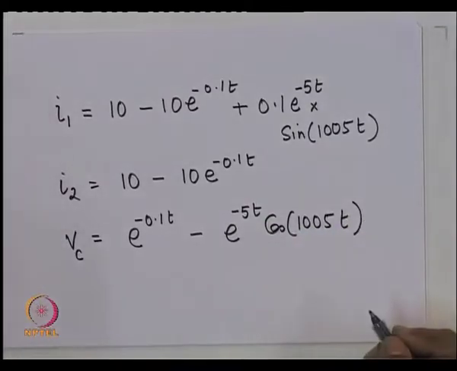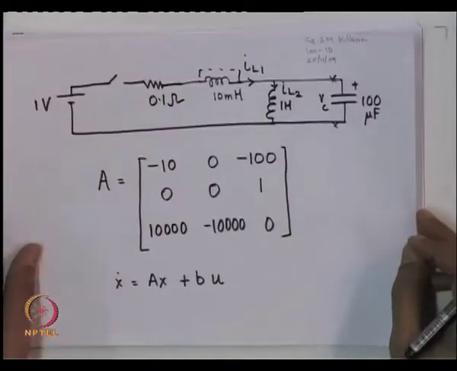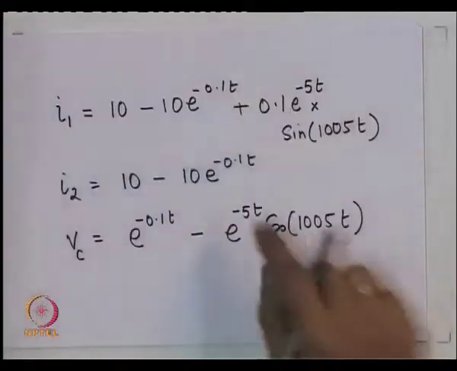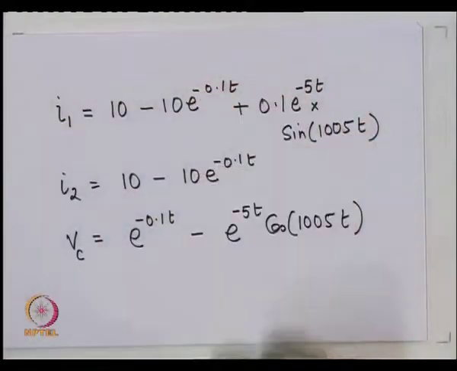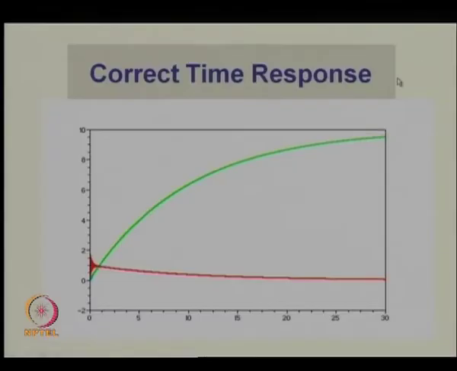So, this is the response for this RLC circuit: I 1, I 2 and V c. Okay. So, this is the time response, but this is derived analytically. What we are showing on the screen is the same response, evaluated by simply plugging t into these functions which I have just written down, and so this is the correct time response.